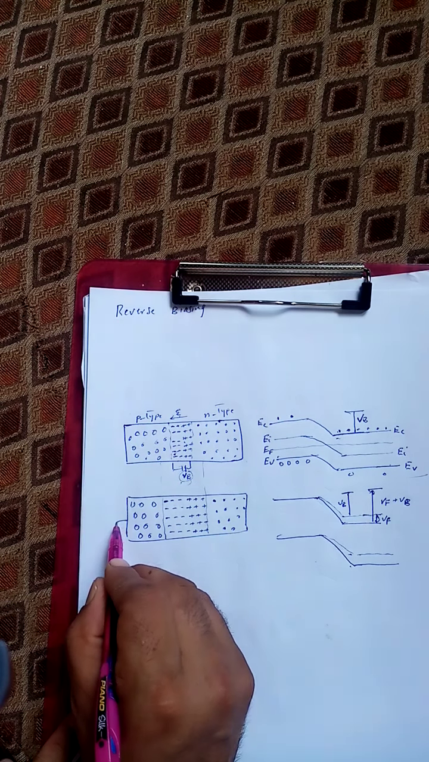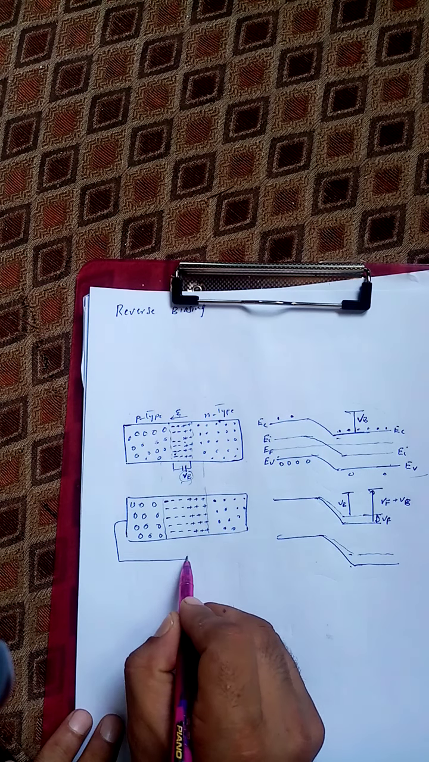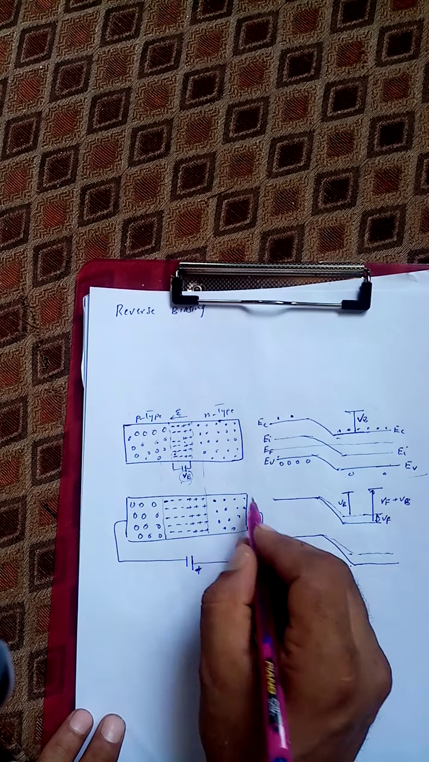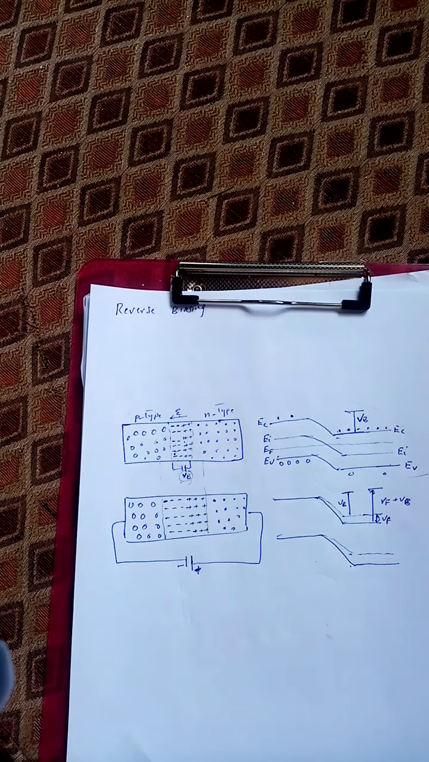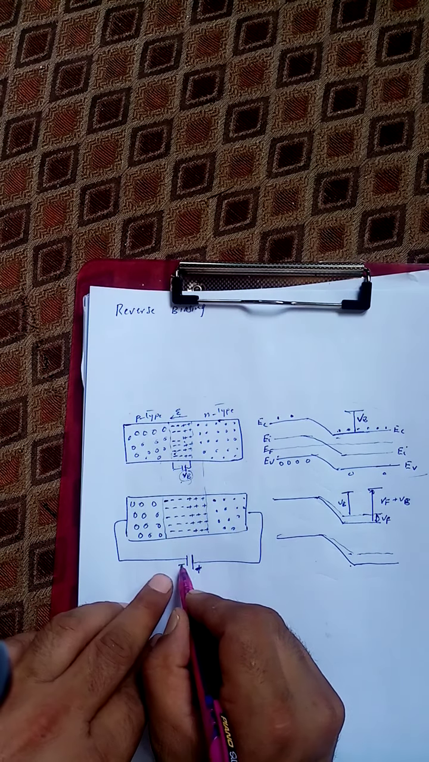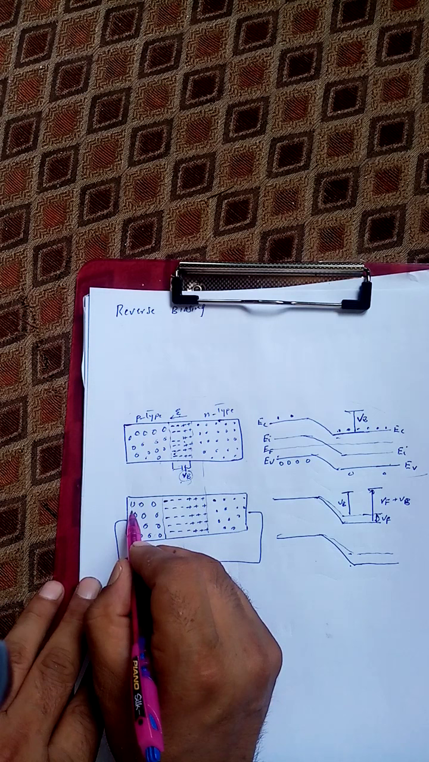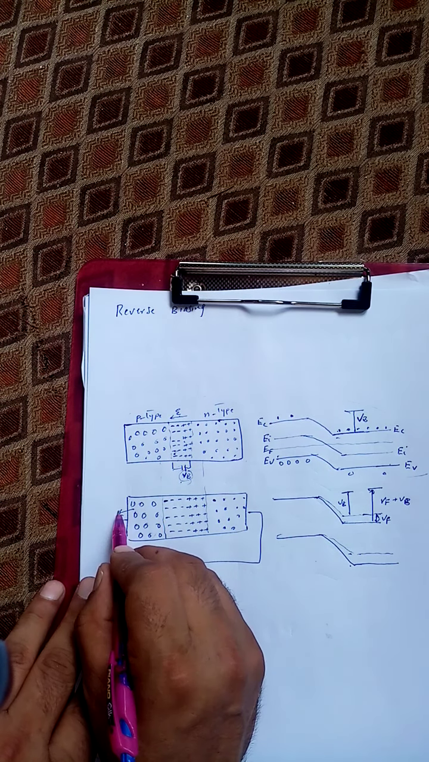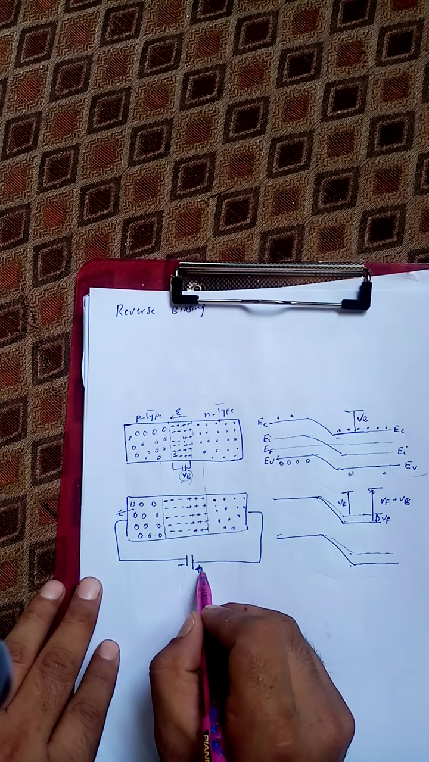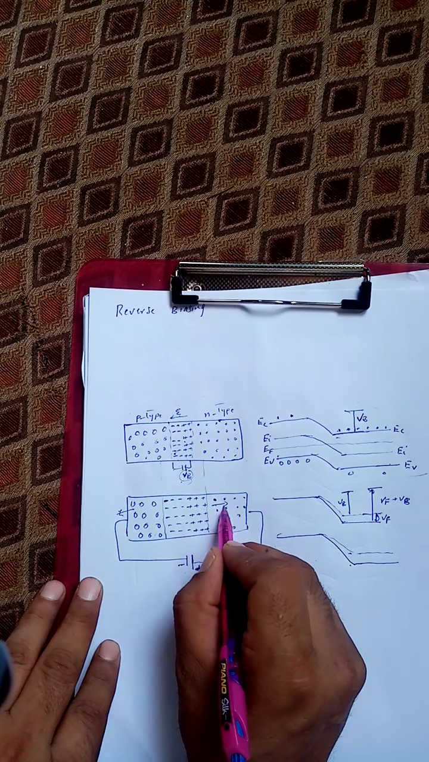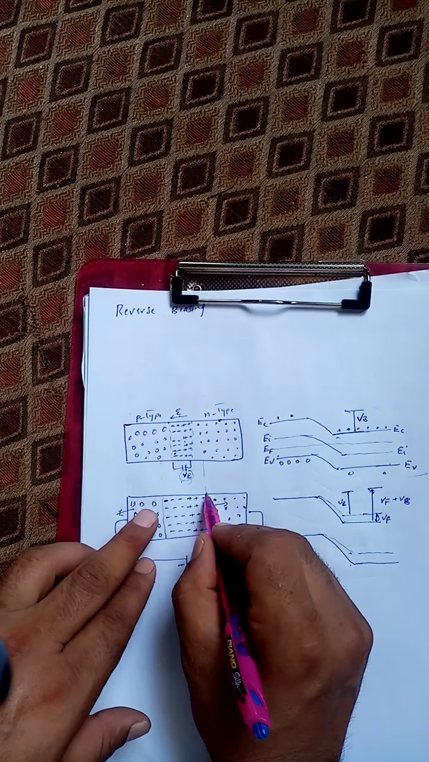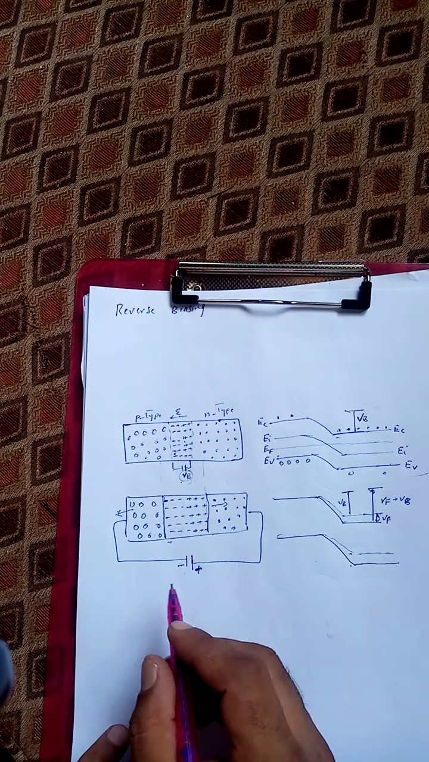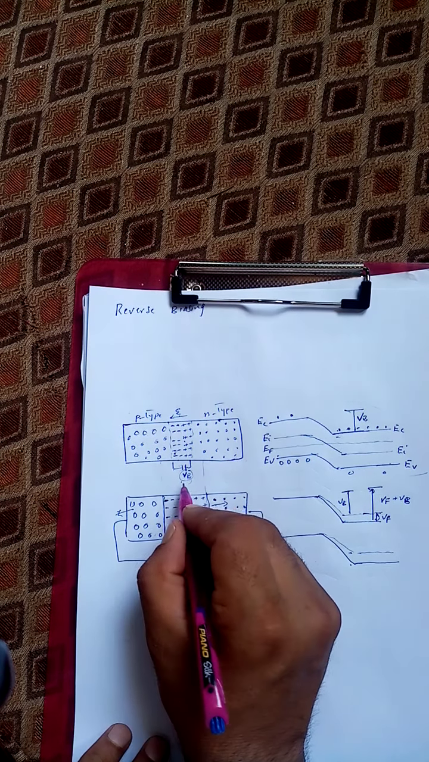Now if the positive terminal of the battery is connected to the N region and the negative terminal of the battery is connected to the P region, then what will happen? This is the negative terminal, so the holes here will be pushed by this negative terminal away from the junction, and the electrons, which are negative, with positive here, will be pushed away from the junction. As a result, the depletion region width increases, and this is VF and this is VB.